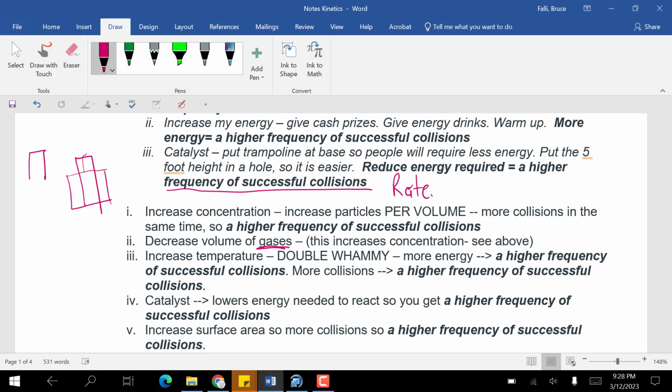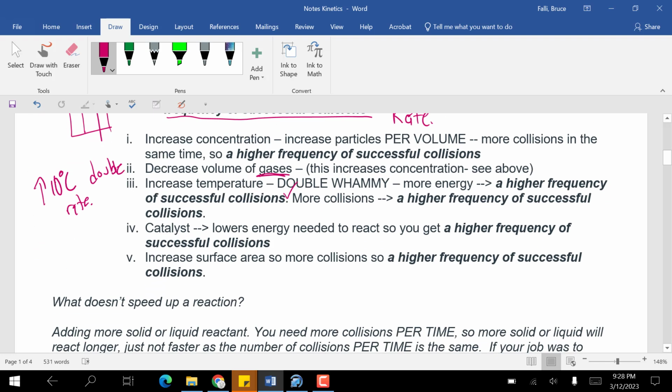Increase the temperature, double whammy. This is a big deal. If I increase the temperature 10 degrees Celsius, I often double the rate. Imagine if you turned up the temperature 10 degrees at your house, you got your homework done twice as fast. Look out, heating bills. Here we go, right? So increase the temperature, you get a higher frequency of successful collisions because remember, particles are moving faster. So if they hit faster, there's going to be more with enough energy. Plus, if they're moving faster, not only do they have more energy, but there are just more collisions. So more collisions will give you a higher frequency of successful collisions.